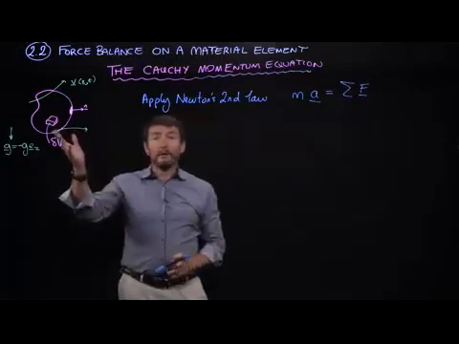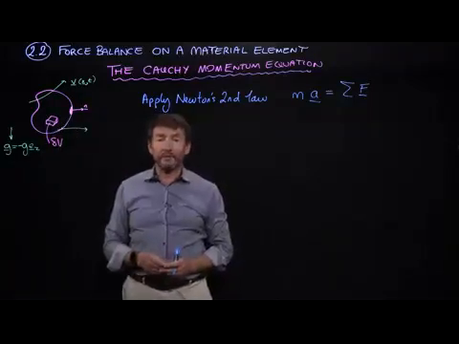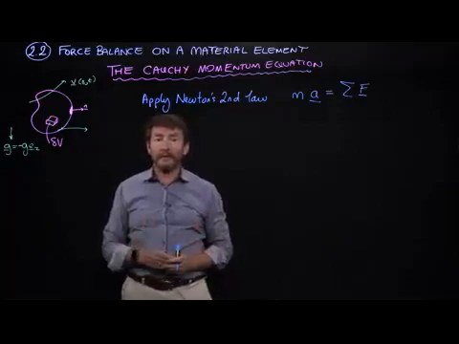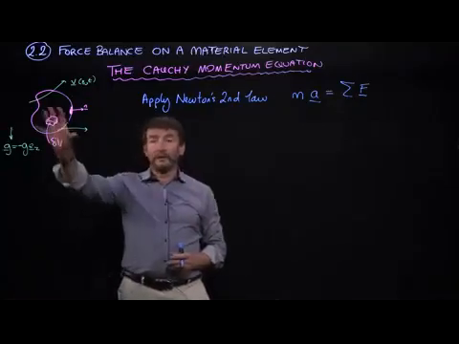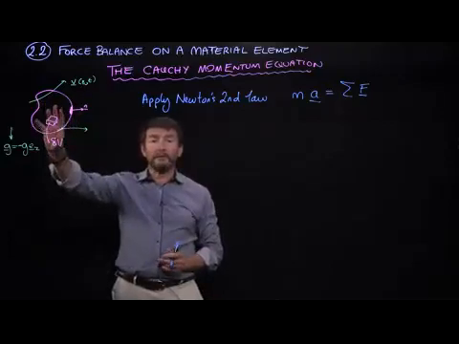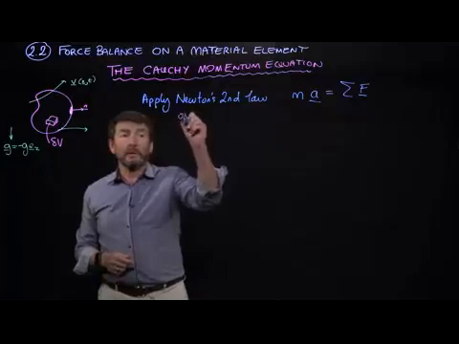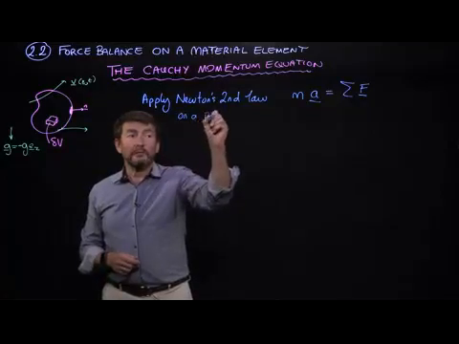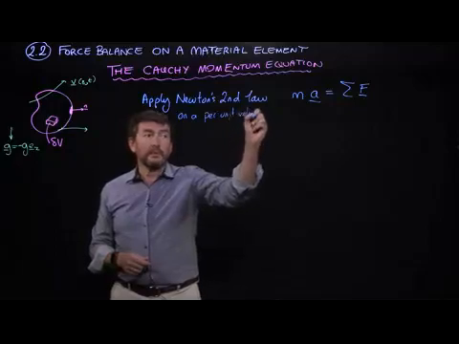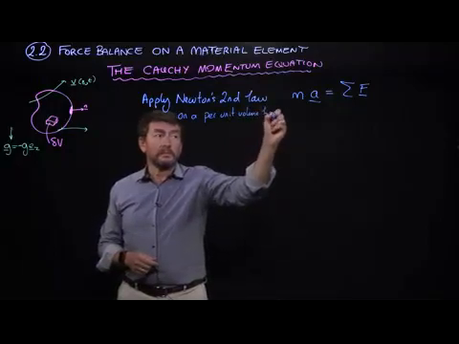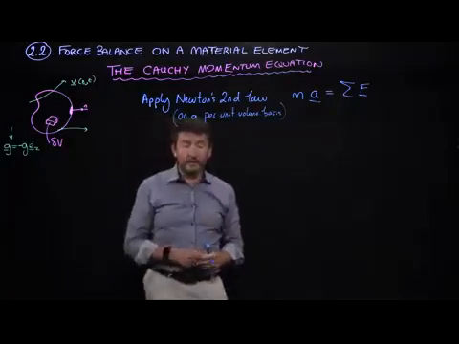We also know something about conservation of mass. We've thought about conservation of mass already, so we've also got that equation. But here we're going to be thinking about a vector equation. And we want to write this in terms of an Eulerian description. So we're going to apply Newton's second law on a per unit volume basis. Eventually.